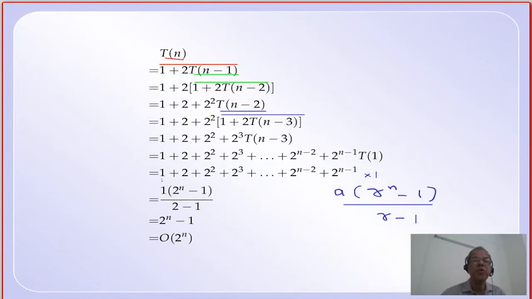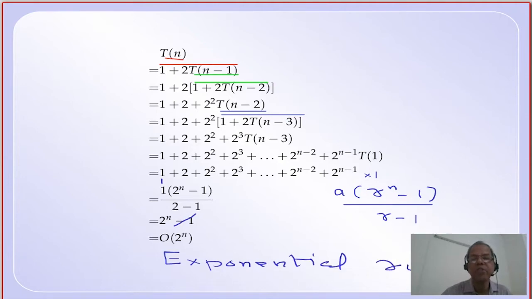So 1 is the first term, and the common ratio is 2. 2 multiplied by 2 is 2 squared, 2 squared multiplied by 2 is 2 cubed, and so on. So there are n terms, giving 2 power n minus 1 over 2 minus 1. This gives us 2 power n minus 1. As I said, ignore the lower order terms. You get only 2 power n. Therefore, we say that the running time of the Tower of Hanoi algorithm is exponential running time.